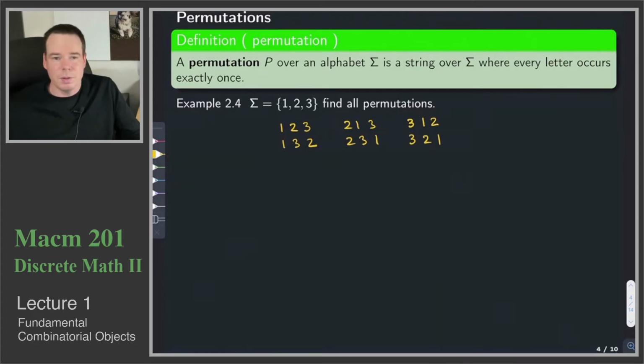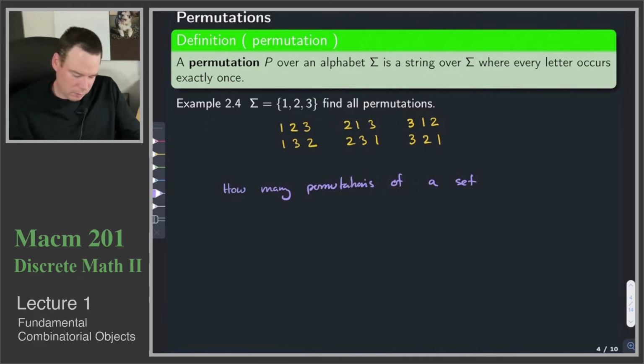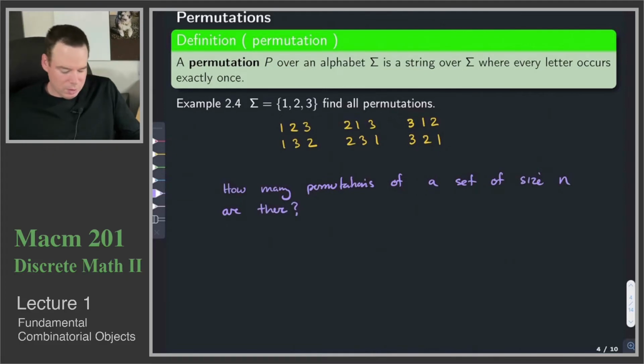How do we know we got them all? It'd be nice to know how many permutations there are in advance. And we can think about that. We just did a set of size 3. Now we'd like to know for a general set of size n. So I can think of these as slots that I'm going to fill in. There's my first position, my second position, my third position, and so on, all the way up to the nth position.